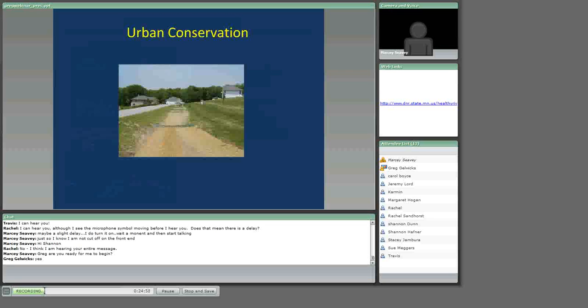There are several tools that have been developed for urban conservation, and I've included a link to an NRCS site, I believe it's called Backyard and Urban Conservation, and that gives a lot of information on different practices that can be used in urban areas to reduce runoff of sediment and nutrients, and also help with some of the impacts of changes in the hydrology that are common to urban areas.